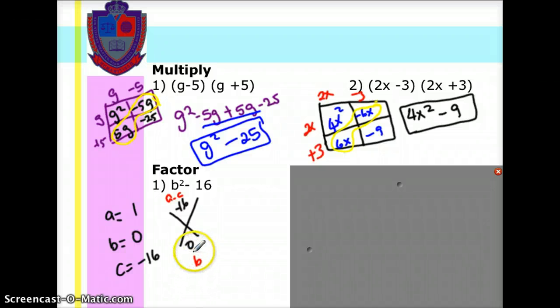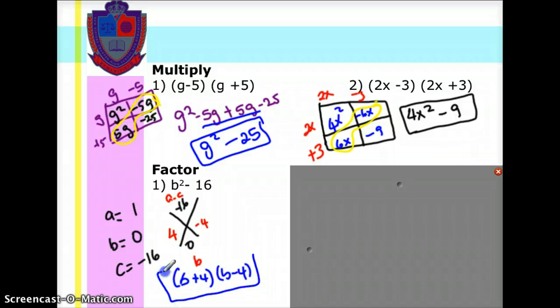Remember a trick: whenever you have 0 at the bottom, it's going to be the same number. So two numbers that multiply to get negative 16, and when I add them I get 0. And that is going to be positive 4 and negative 4. And because my A is 1, all I need to do is write b plus 4 and b minus 4. You will see in example number 2, my A is not equal to 1, sorry, and then there's something else special. So pause the video and try this one on your own really quick.